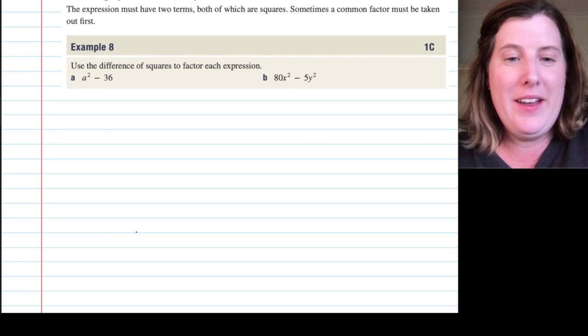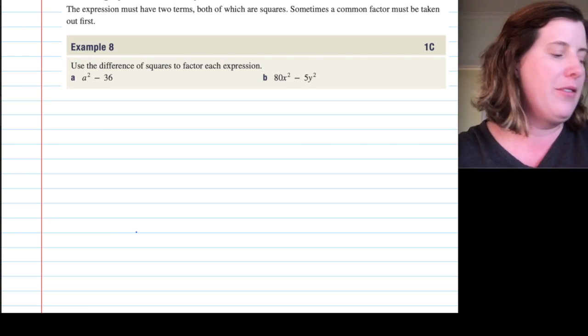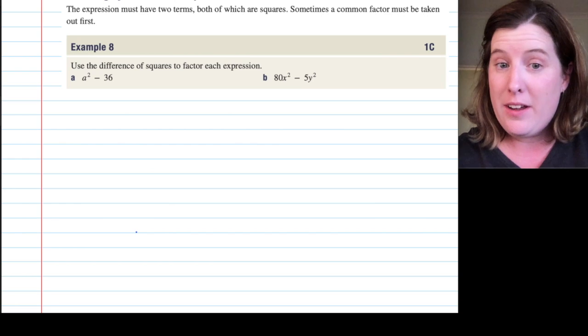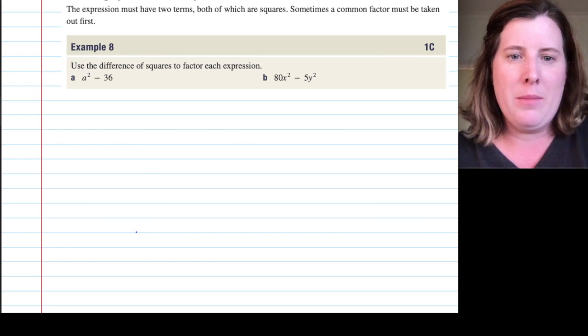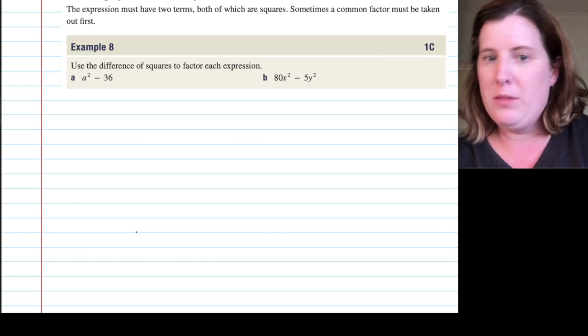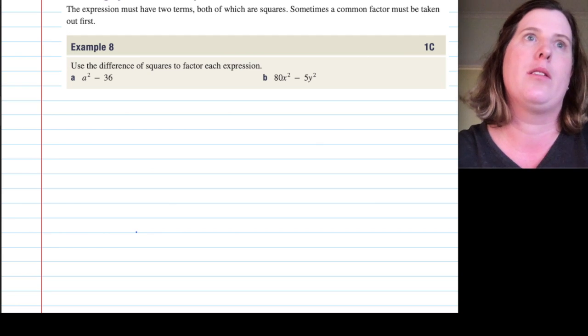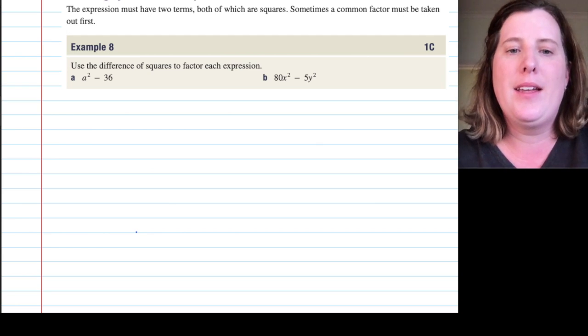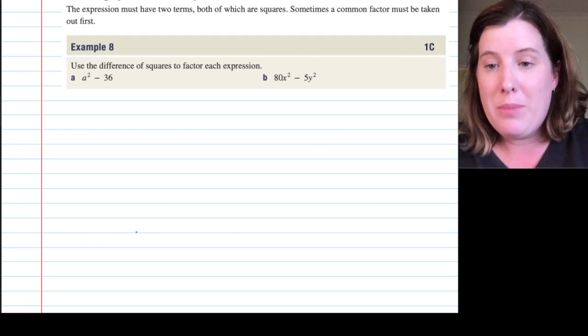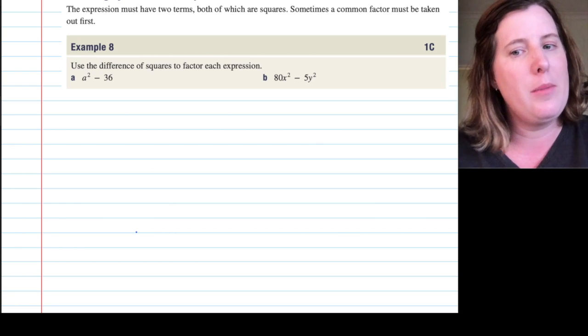Welcome back. We just explored factorizing by taking out a common factor. That's where you find the biggest number that goes into both terms, or all three terms, or all four terms, and take it out the front, divide everything by it, and it becomes smaller inside the brackets.